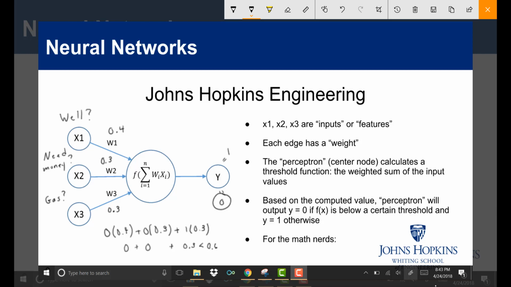Similarly though, if I wasn't feeling well, that contributes a 0 times 0.4, so 0. I did need money, so 1 times 0.3, and I did have gas, another 1 times 0.3. That would sum to 0.6. So even though I wasn't feeling well, if I had a tank full of gas so I didn't have to stop on my way to work, and I was desperately in need of the money, then this neural network would send me to work, despite the fact that I may have been feeling a little bit ill.